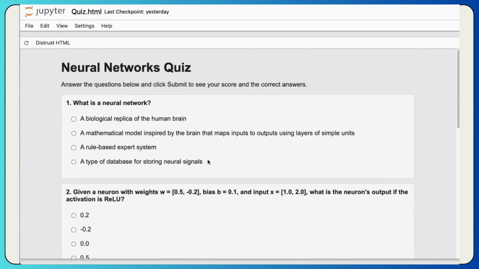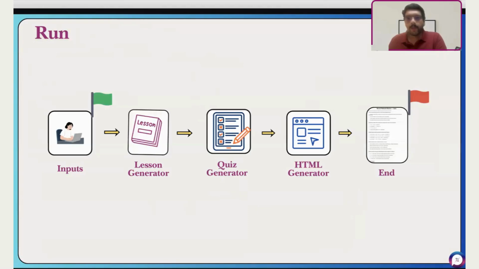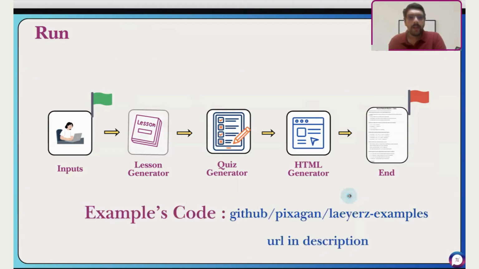Obviously the challenge here is this is not coming from a backend. So what more can you do to improve this? Let's take a look. Okay, so we've seen how our workflow has run. We've given it the inputs and we've seen what the web page it generates looks like. If you want to play around with this particular example, you can go to GitHub, Pixagon, Layerz examples. It's a different repository, just Layerz. I'll add the URL in the description. You can get that code and extend it, play around with it.